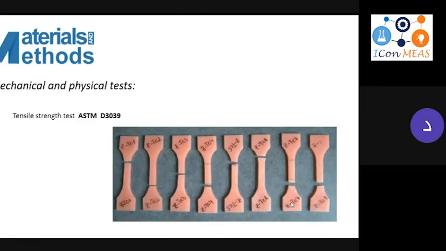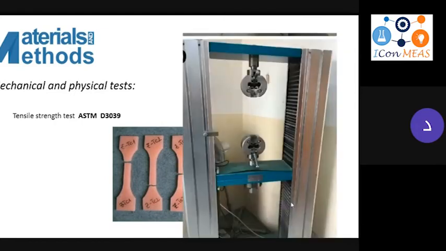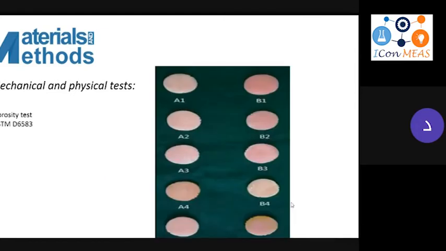The conducted mechanical and physical tests comprise tensile strength. The first one is tensile strength. The samples had a dumbbell shape with dimensions according to American Standardization for Testing and Material number D3039. The tensile strength was measured by using the Instron machine, while the porosity test was accomplished as stated in American Standardization number D6583.